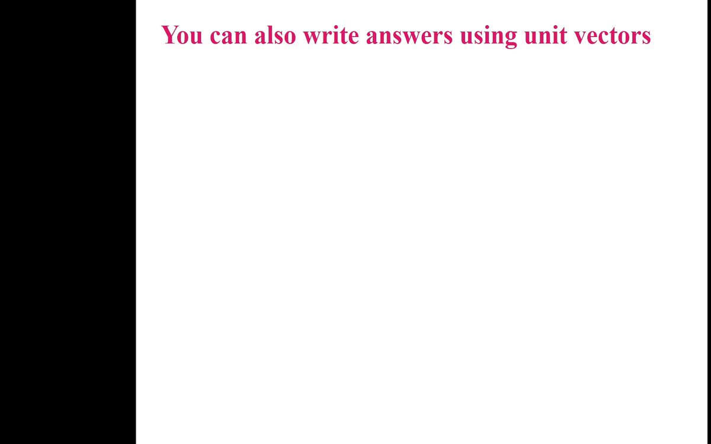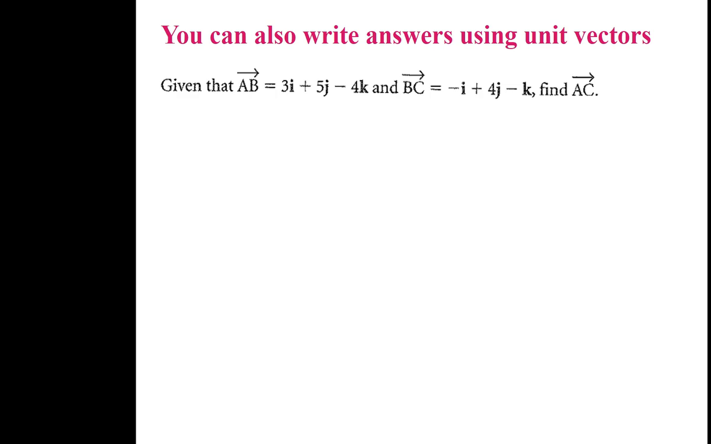So you can also write answers using unit vectors. Unit vectors, remember, like i, j, k, as opposed to column vectors, which have the numbers in a column. So given that vector AB equals 3i plus 5j minus 4k and BC equals negative i plus 4j minus k, find AC. That's a bit hard to see.